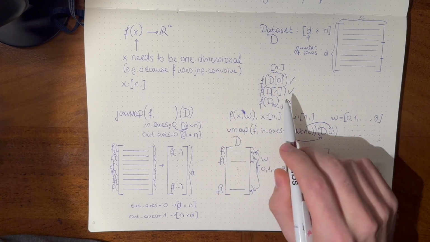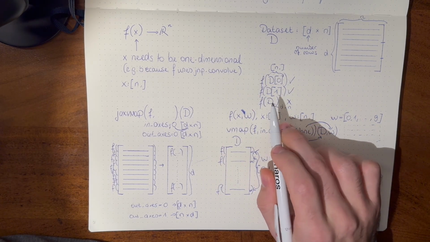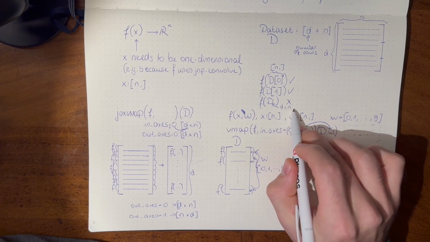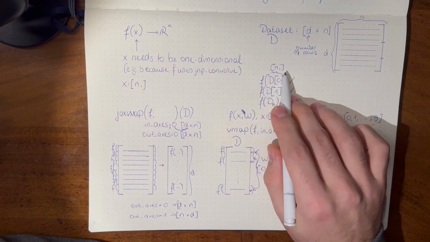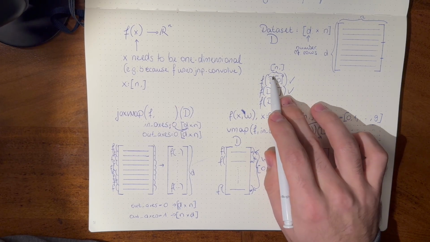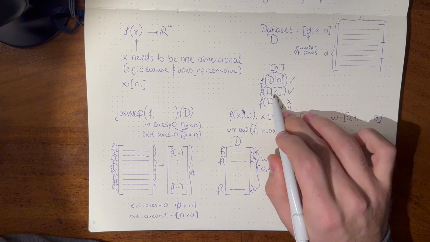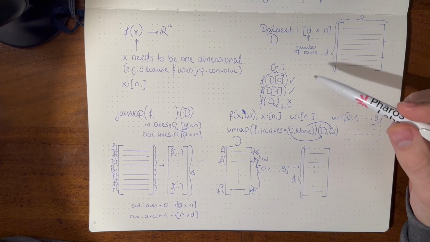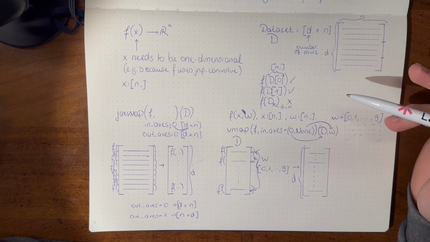So if we gave our function the entire data set as input, we would get an error because the data set has the shape d by n, and our function expects the input to have the shape n. For example, here, if we take the first row, which has the shape n, then this would work. For the second row, it would also work, but it would not work for the entire data set. And there are two ways to handle this situation.